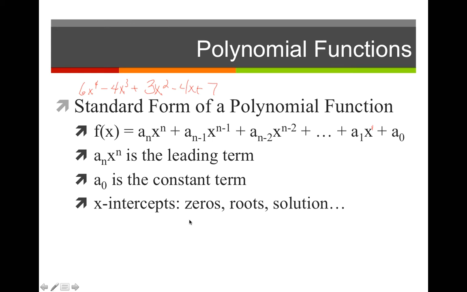Now, one of the very large things that comes up in polynomial functions is the use of x-intercepts. X-intercepts have different names. They're called zeros, they're called roots of the function, or they're solutions. They're solutions to the equation where this equals 0. That's why they're called zeros also.